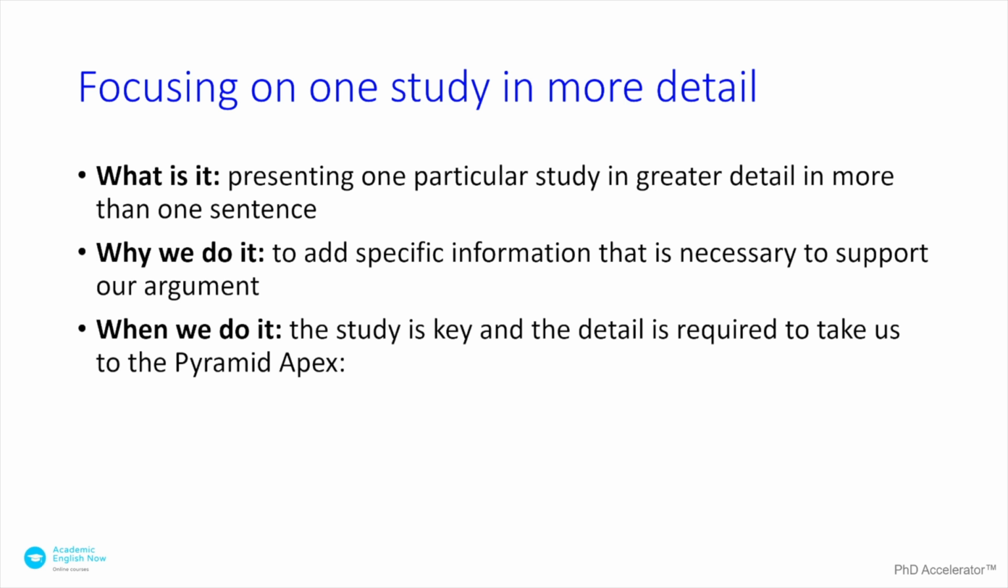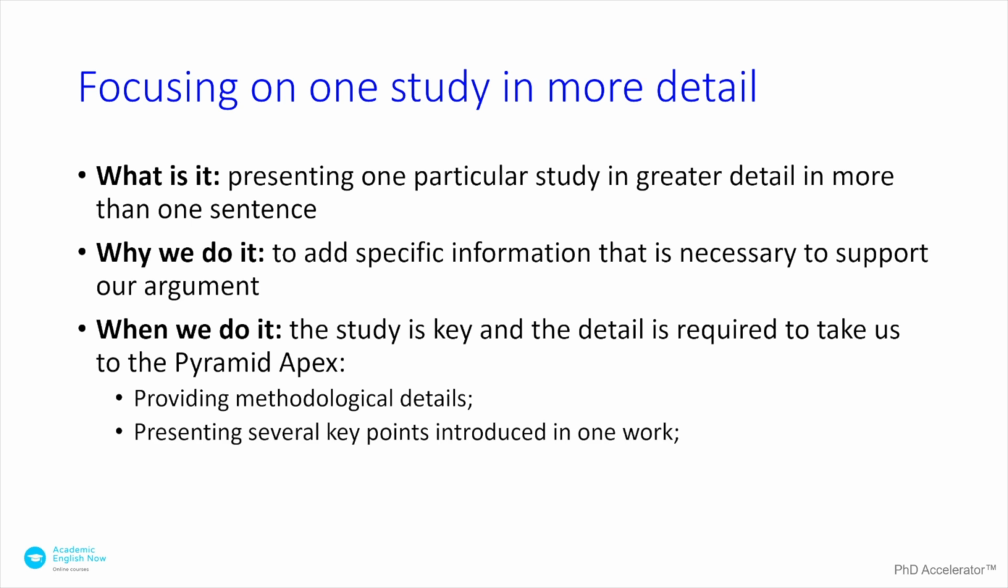When do we do it? When the study is key and the detail is required to take us to the pyramid apex. For example, you might need to provide methodological details. Why? Because maybe those details are necessary for the reader to understand how the study was conducted, so that then you can critique that study. Because if you want to critique the methodology of a particular study, you've got to show us, first of all, how it was conducted, right?